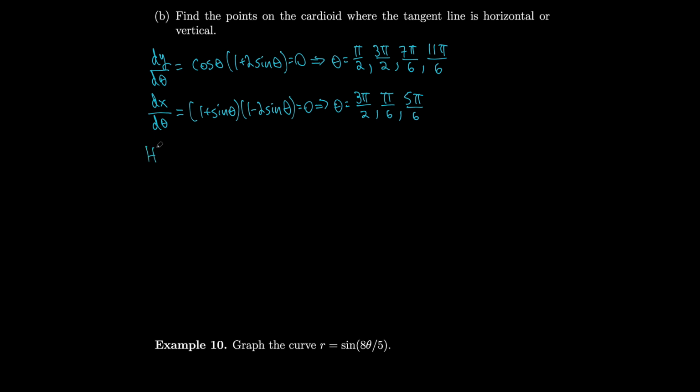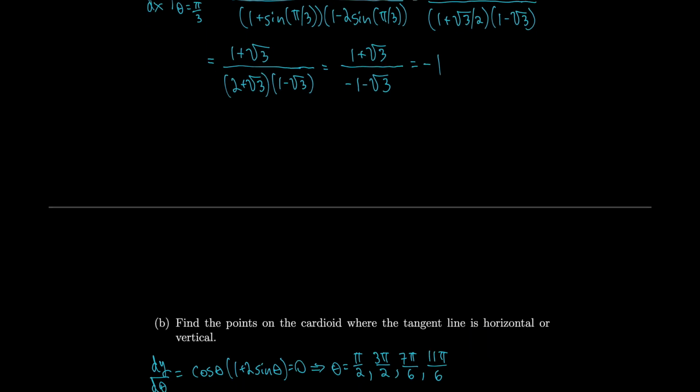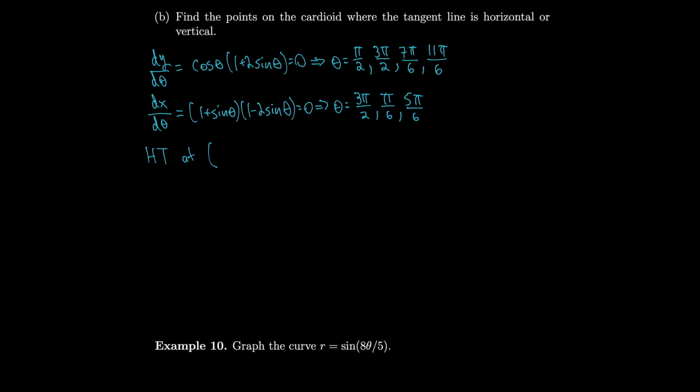So this means that we have horizontal tangents when our dy d theta is 0, so that's at the points where we have pi over 2. If we plug that in to our equation, which was 1 plus sine theta, we get 1 plus the sine of pi over 2, which is 2. So we have horizontal tangent at 2, pi over 2. We have to be careful at 3 pi over 2 though, because notice 3 pi over 2 is in both of these. So that means that we have an indeterminate form at 3 pi over 2. We have 0 over 0. So let's skip that for now and look at 7 pi over 6.